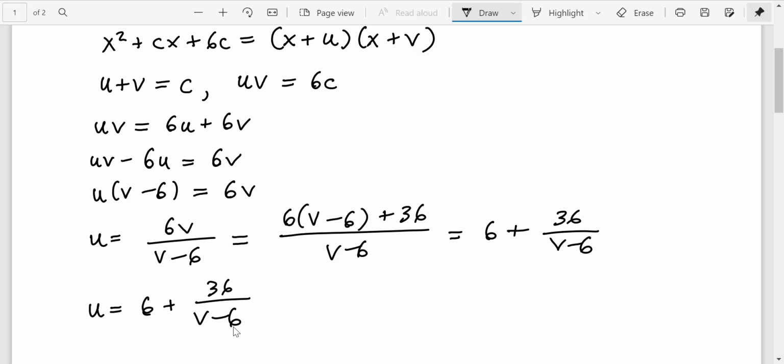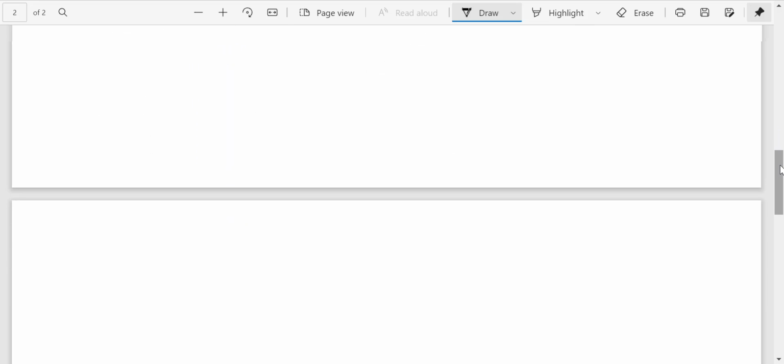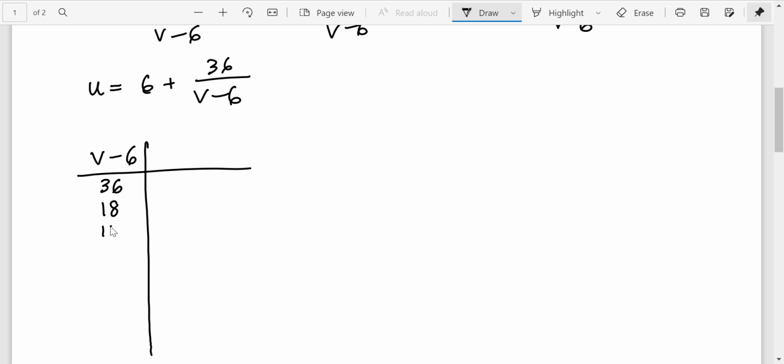So now it should be obvious which integers v cause u to also be an integer. All we need to ensure is that v minus 6 is a factor of 36. So I'm going to make a table, and in the first column of the table we'll put the possible values of v minus 6, which will be the factors of 36. And we'll start at the top and work our way down. So 36, 18, 12, 9, 6, 4, 3, 2, 1. And there are further negative integer factors I'll discuss in a moment.